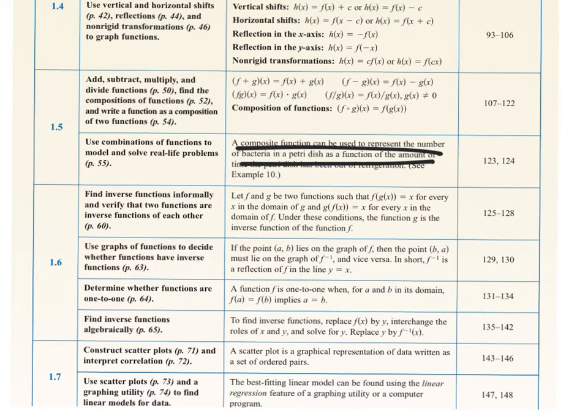1.6 was the inverse function. So you had to use your horizontal line test to figure out if a function was 1-to-1 or if it had an inverse. And then if it was, then you had to find it. So remember, we switched the x and the y. We solved for the new y, and then we plugged the f-1 back in for that y.